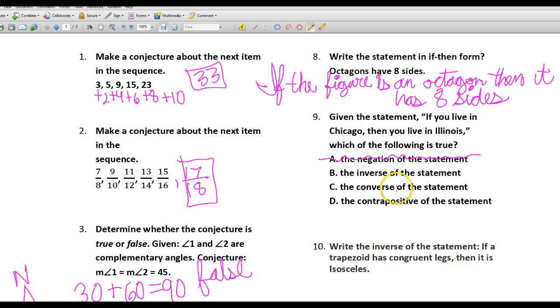The converse is when you switch the hypothesis with the conclusion. So it would read, if you live in Illinois, then you live in Chicago, which is also false. Once again, counterexample, you could live in Bartonville.